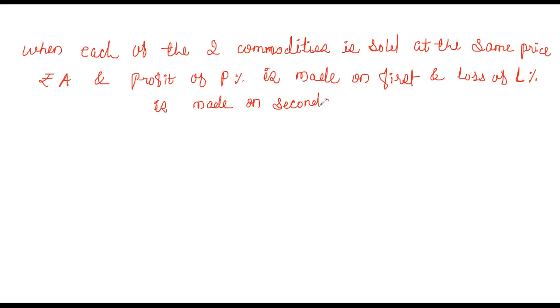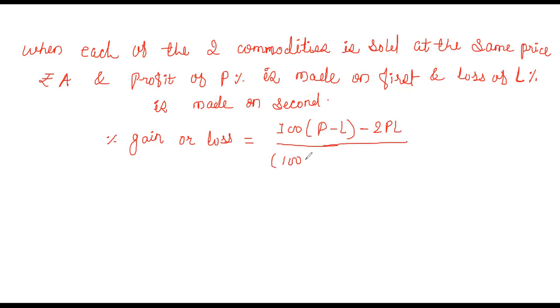The percentage gain or loss is equal to 100 into (P minus L) minus 2PL, divided by (100 plus P) plus (100 minus L). What is P and what is L? P denotes the profit, L denotes the loss.